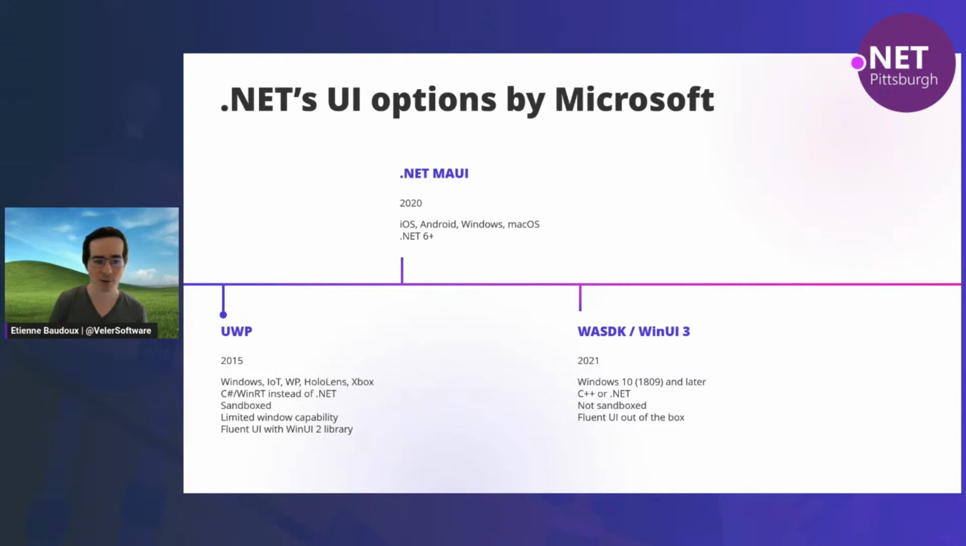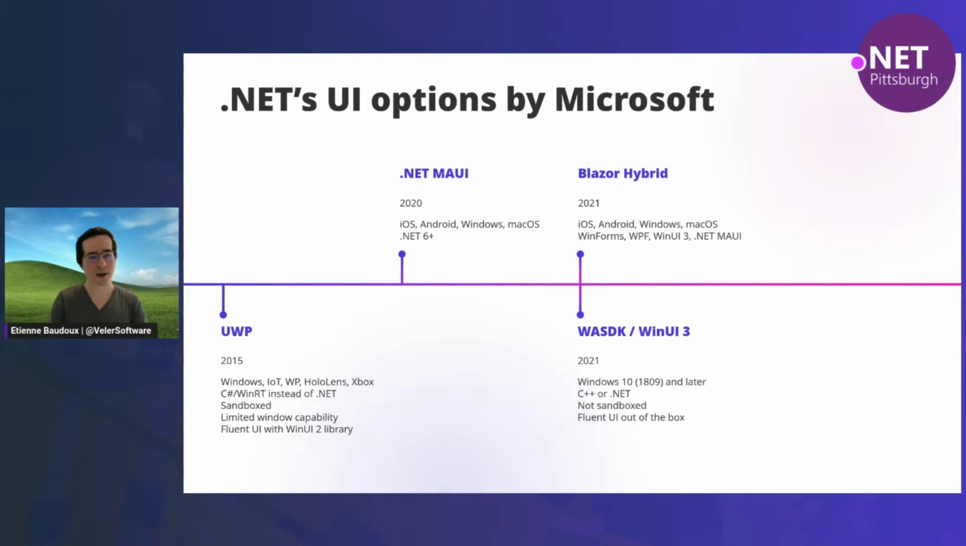Basically, with WinUI 3, right now we can make apps for Windows 10 and later using .NET instead of UWP, but you can still use the WinRT API inside of your WinUI 3 app. So you still have this fancy API for accessing the camera, the microphone, notifications, and makes very modern apps for Windows. And Fluent UI is out of the box instead of being possible through a third-party library.